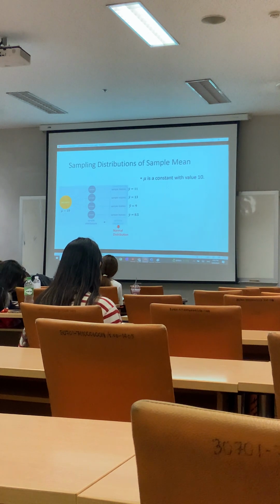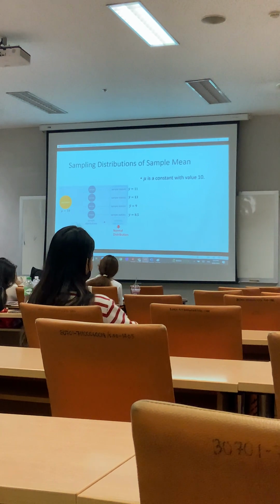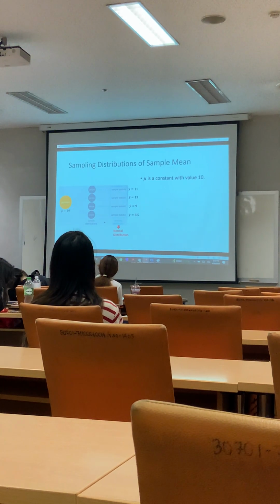Okay, let me ask you this. Is the population mean that equals 10 a random variable? The answer is no. This is a fixed, constant value. If we know all the data in the population, we can calculate that number, but we don't know. So it's not a random variable.